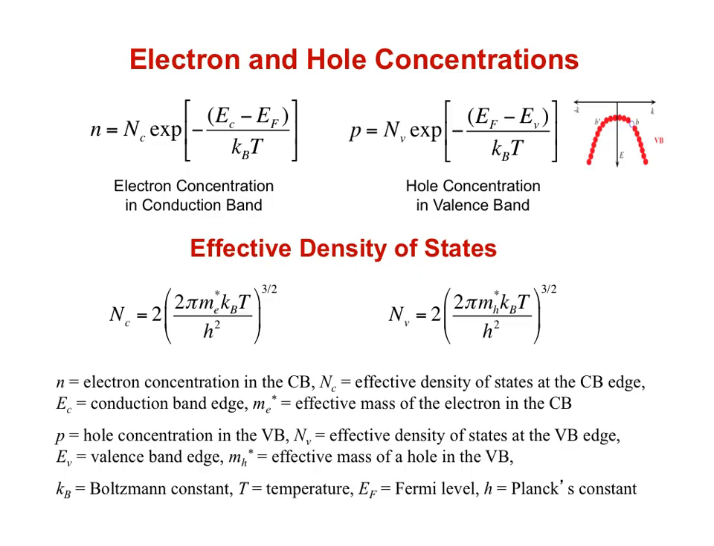Notice that if we multiply n times p together, we will have an exponent with minus EF and another with an exponent of plus EF, such that the EF terms will cancel. Thus, the product of n times p together will depend only on the difference between the conduction band energy and the valence band energy, which is also the band gap.